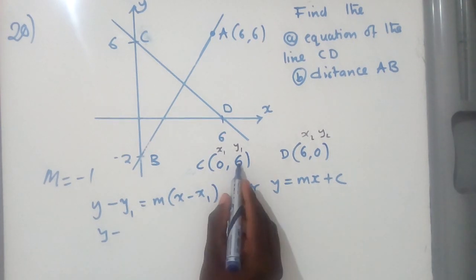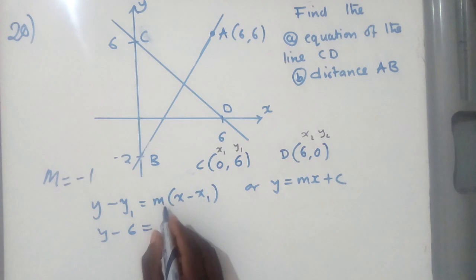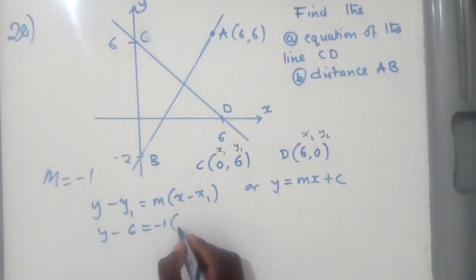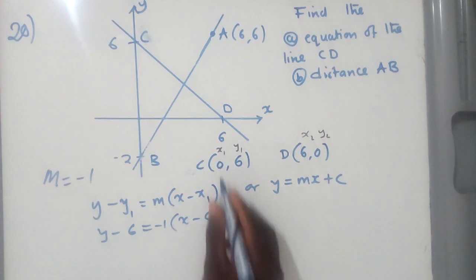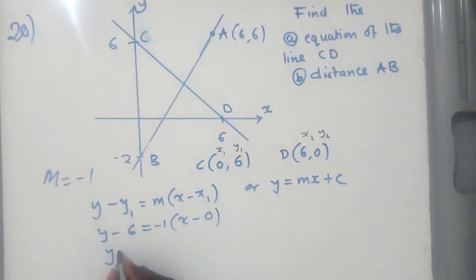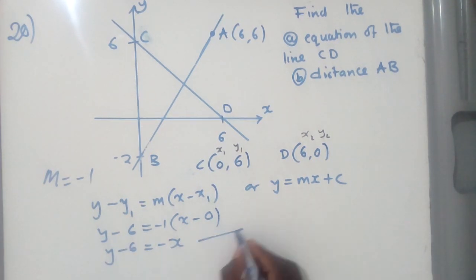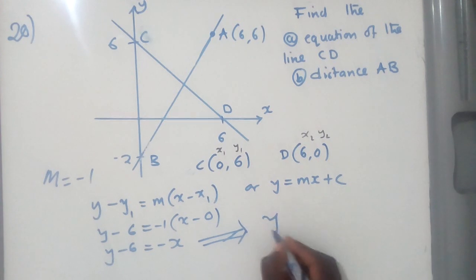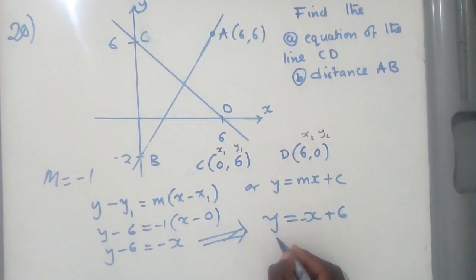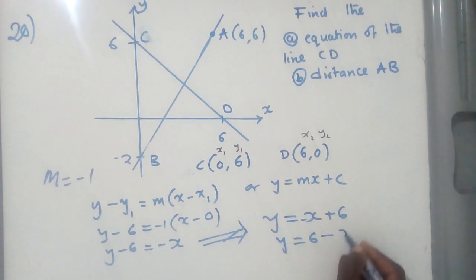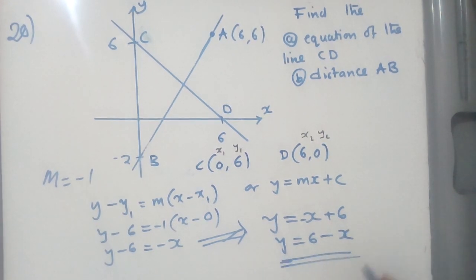I just go to the coordinates where I've put the sub 1s. So y sub 1 here will be 6. My m is -1. For x sub 1, x is 0. So try to solve. I will have something like this. This is just 0. Group the like terms, and it will be y = -x + 6. If you want, you can write it like this. So this is our solution.